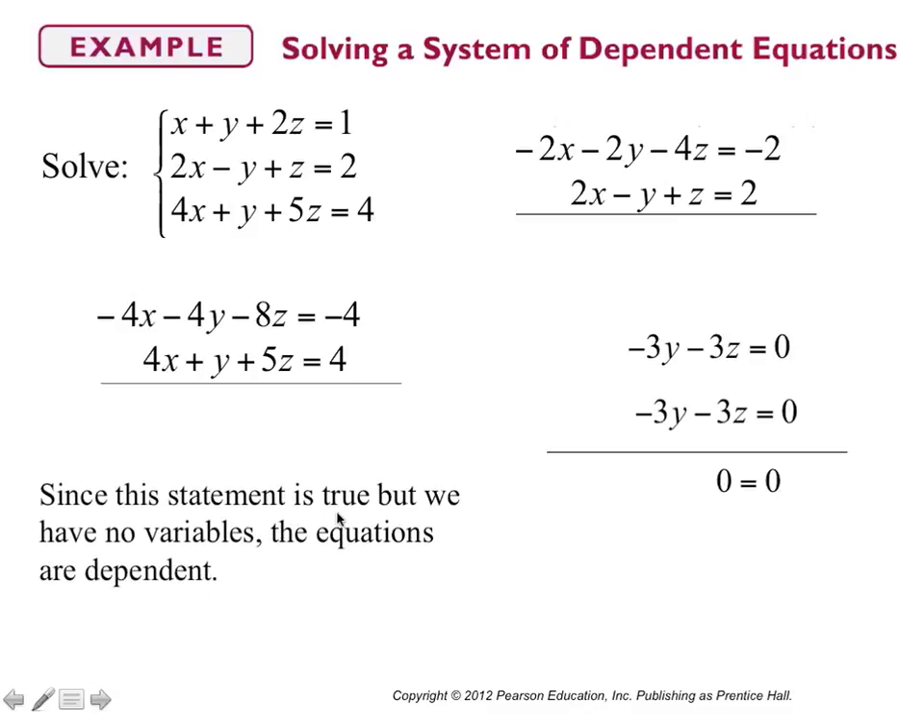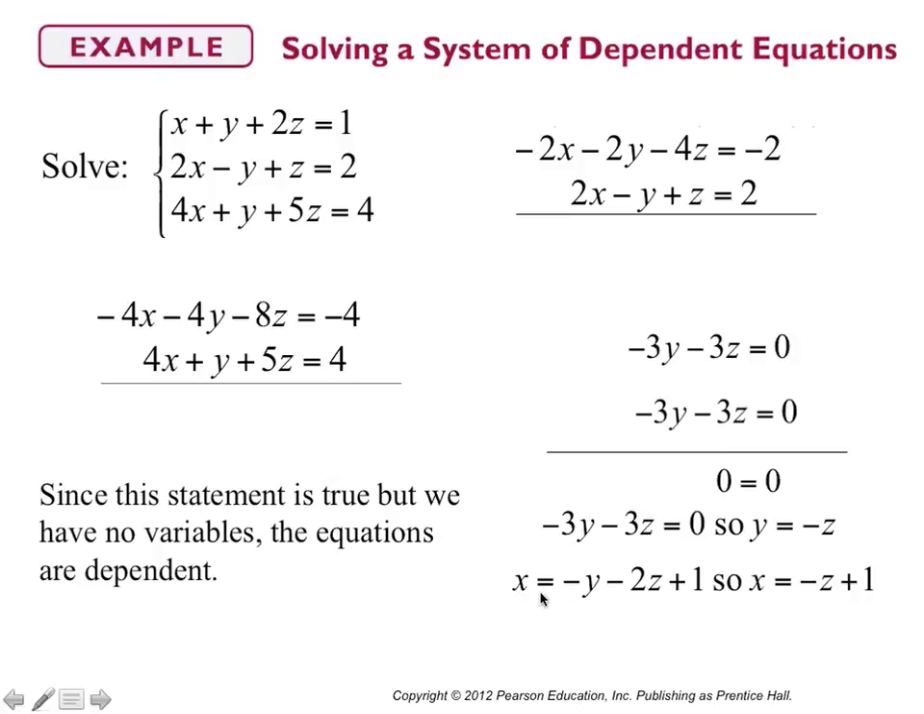So this statement is true, unlike the last one. I think we had negative 4 equals 0 or something like that. We know that this statement is actually true, but we don't have any variables. So the equations are going to be dependent, all right? So if we take a look at this example right here, if we just look at the negative 3y minus 3z equals 0, if we solve one in terms of the other, we know that y is going to be equal to negative z. So for example, if we go ahead and we add the 3y to both sides and divide by 3, you're just going to get positive y equals negative z. So we know that y is equal to negative z.